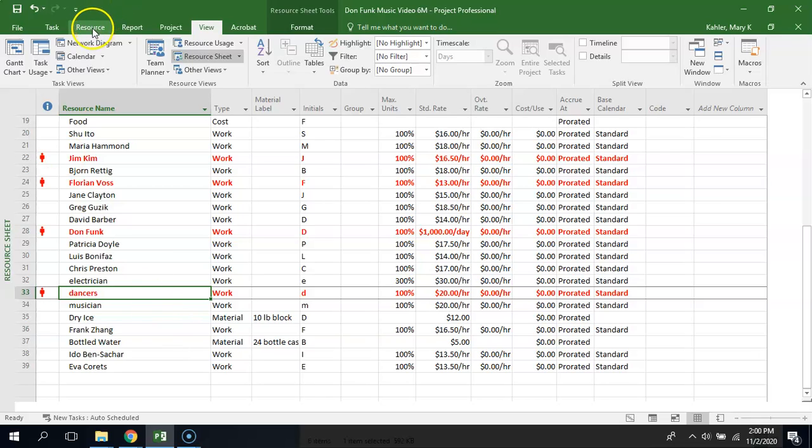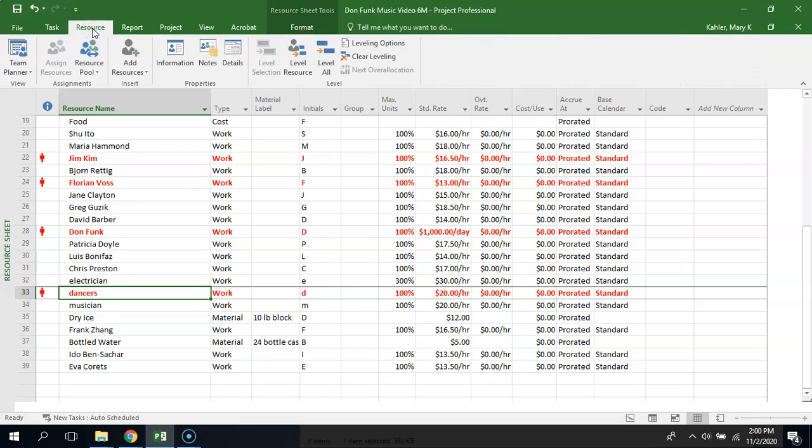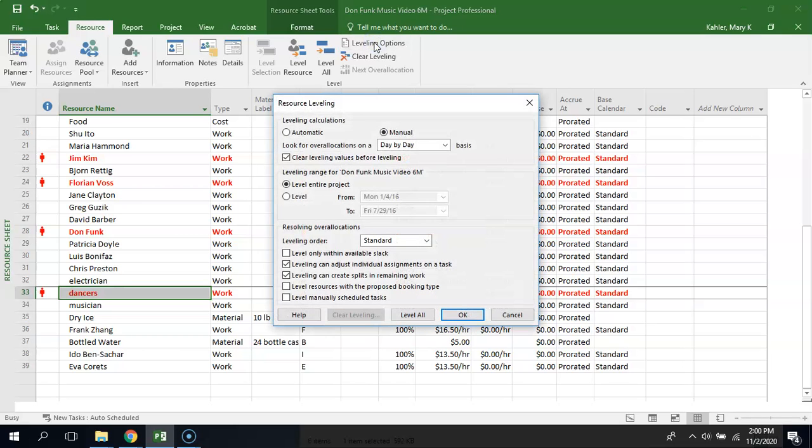We are going to go to the Resource tab and the Resource ribbon up here in our project. And we're going to go to the leveling area here, the Level section, and go to Leveling Options. So once we click that open, we get this sort of menu of what we can do in terms of resource leveling. Under leveling calculations, we are going to do manual, and instead of letting Project do it itself, we want more control over it.